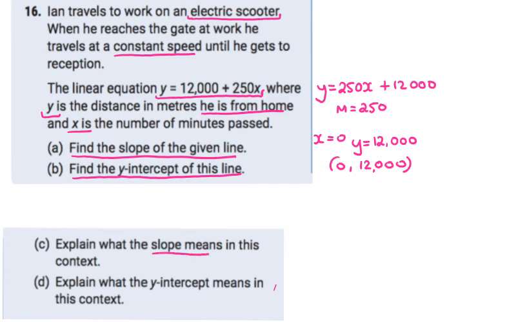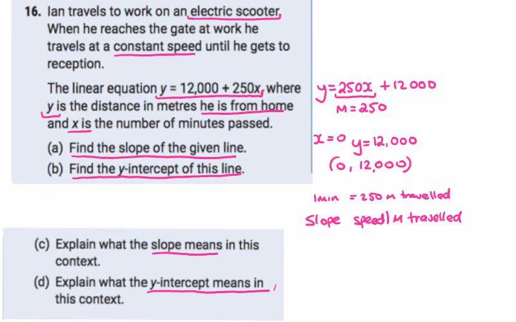Explain what slope means. Well, every minute he's going 250 extra. So 1 minute equals 250 traveled. So slope is speed, meters traveled per minute. And then the y-intercept in the context of this question is how far he is away from home when he reaches the gates. I think that's what the first paragraph states.